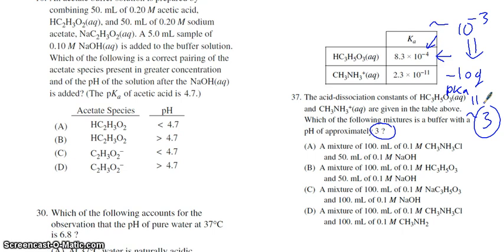So in order for me to get a pH of 3 in a buffer, I have to have equal molar amounts of HA and its conjugate. So I have to have HA plus its conjugate in equal molar amounts. That will give me a pH close to 3.